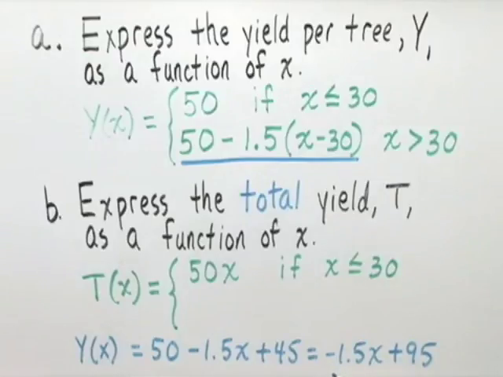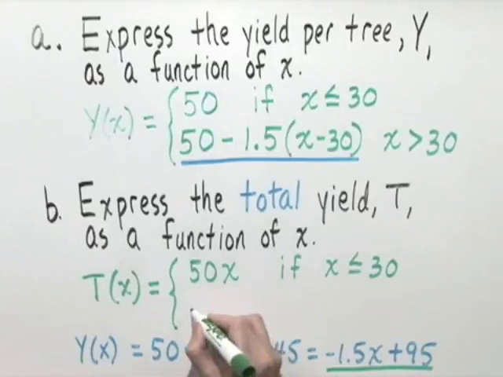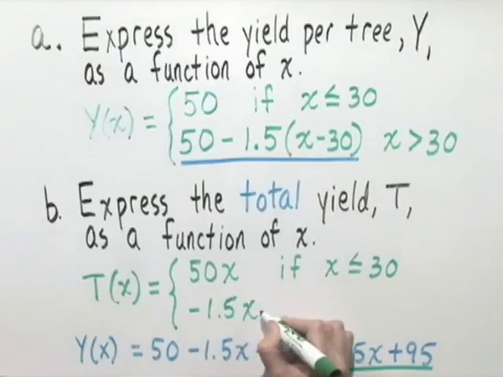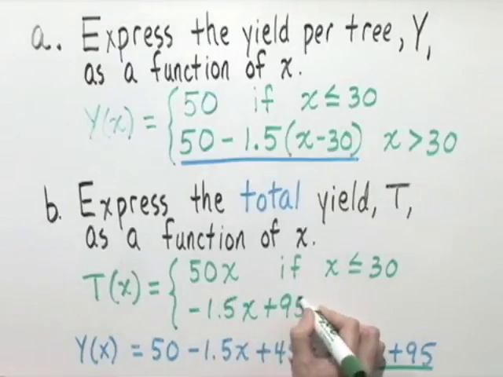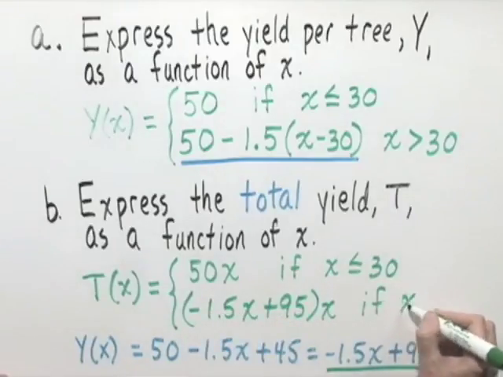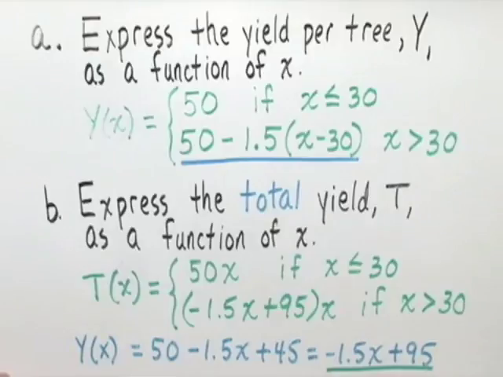So I'm going to take this simplified form right here, and I'm going to substitute it in here for my total yield, and I'm going to multiply it by x. I'm going to have negative 1.5x plus 95 times x if there are more than 30 trees. So if x is greater than 30.